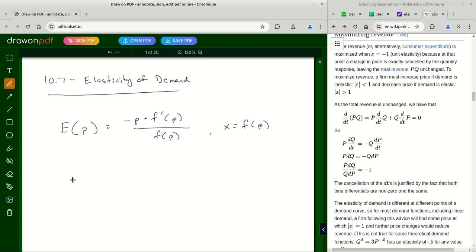So let me tell you how this is going to work, okay? If you get your E, this is your answer, between 0 and 1, then it's called inelastic. If you get your E equal to 1, it's called unit. And if your E is greater than 1, then it's called elastic.